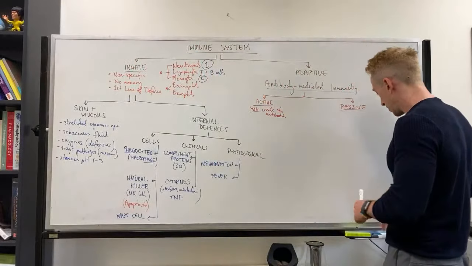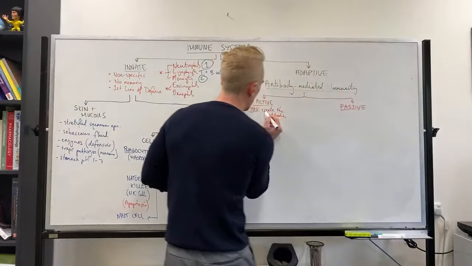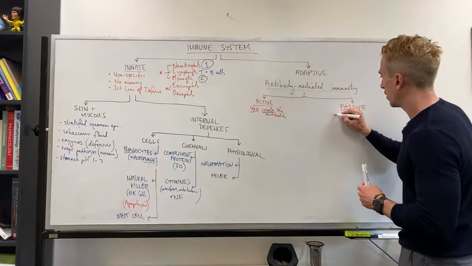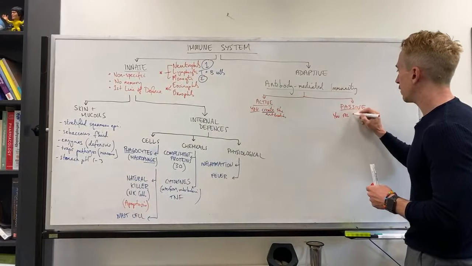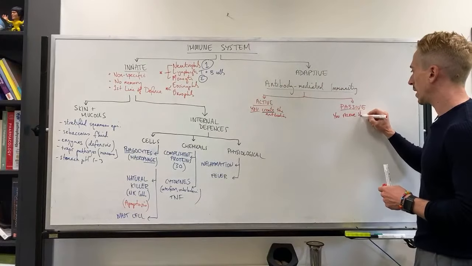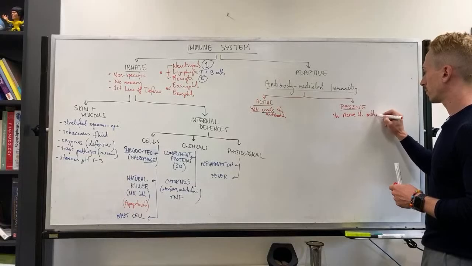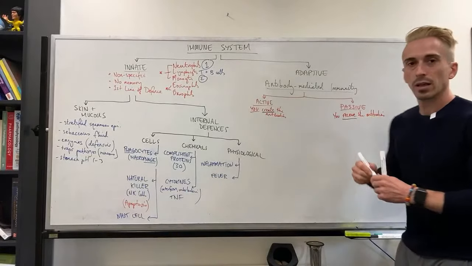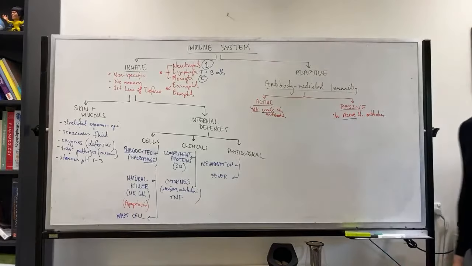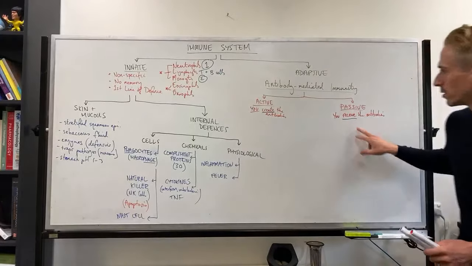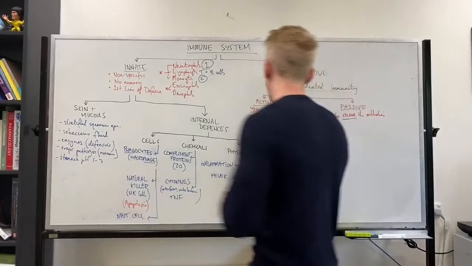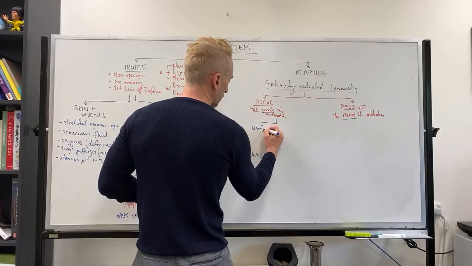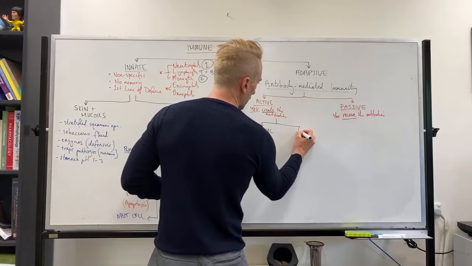So create is what I should underline here. You create the antibodies. In passive immunity, you receive the antibodies from somebody else. All right, so it's a passive process. All right, there's two types of active and passive as well that you need to know. So first type, natural and artificial.